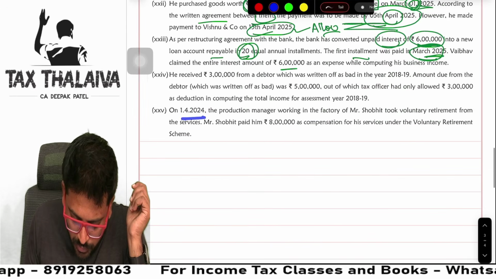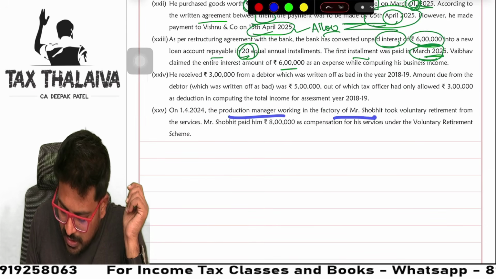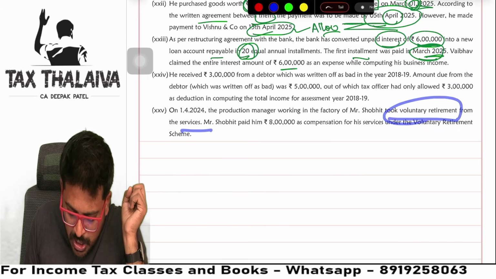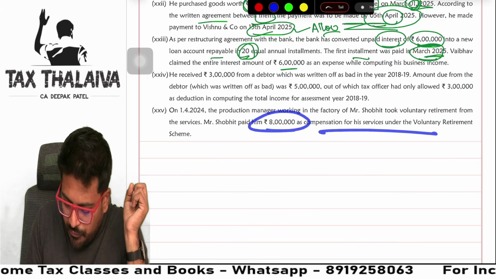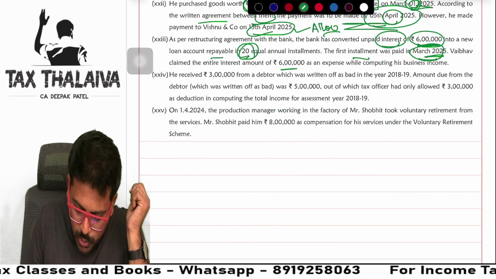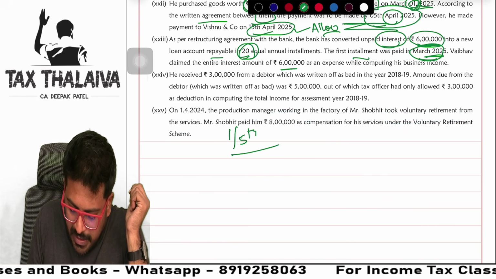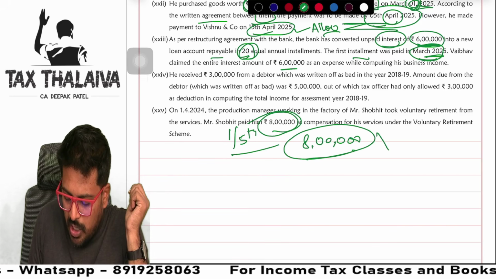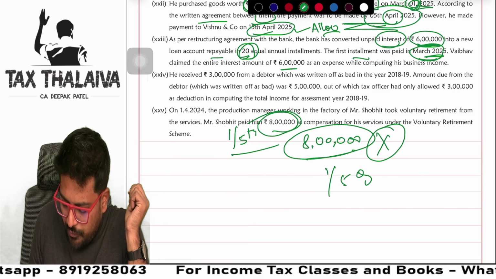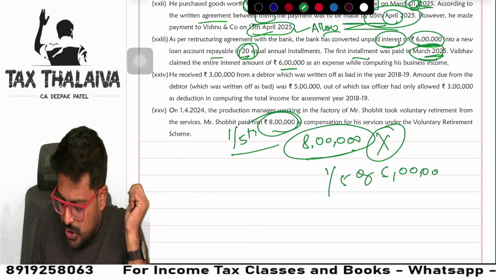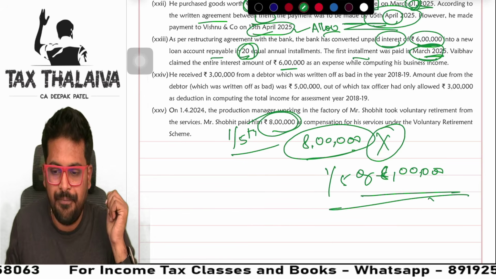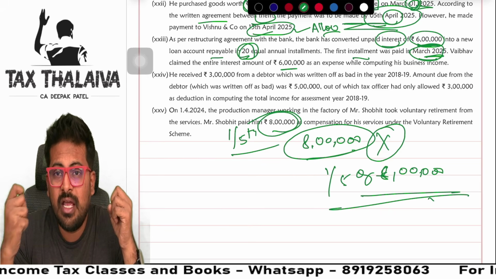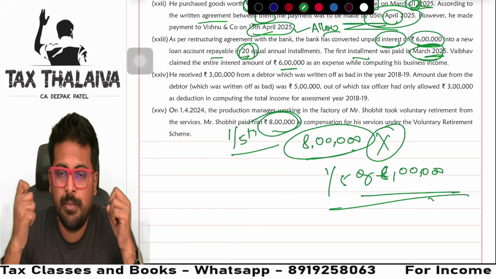Next, on 1/4/2024, a production manager working in the factory took voluntary retirement from services. Mr. Shobit paid 8 lakhs as compensation for his services. Guys, under VRS you can claim only 1/5. He claimed a total of 8 lakhs. So what we will do, 8 lakh rupees we will not allow. We will allow 1/5 of 8 lakhs only as a deduction under the voluntary retirement scheme. I hope this is clear. So this is how you understand each and every single adjustment of PGBP, guys.